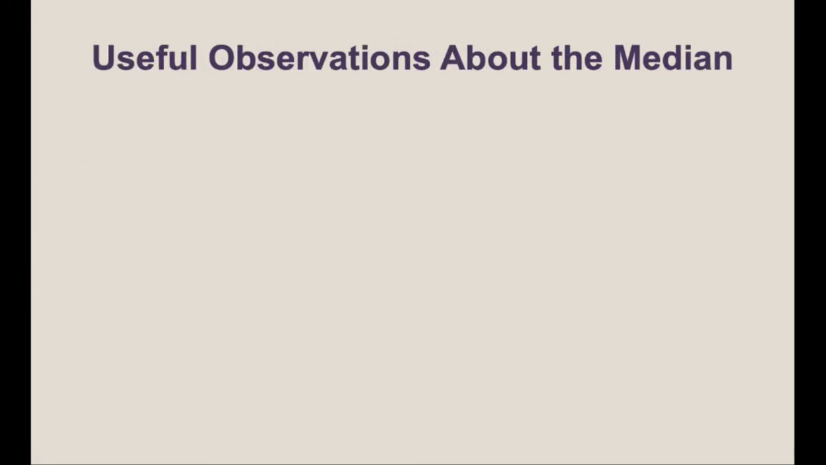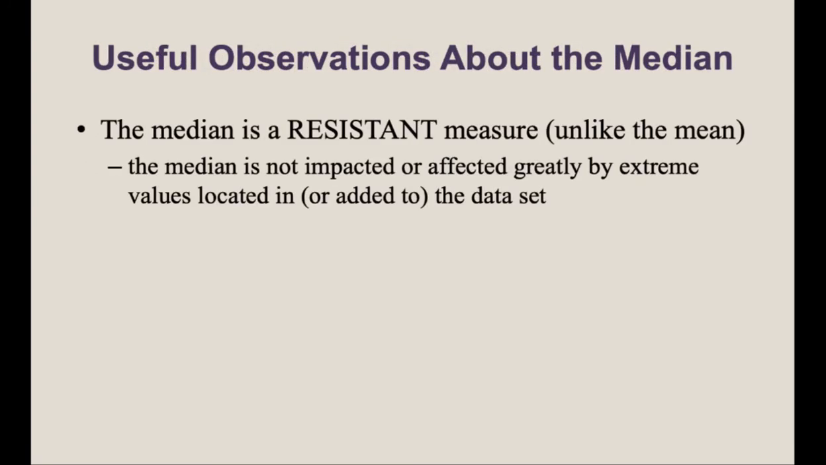Here are a couple of quick observations about the median. First, unlike the mean, the median is a resistant measure. This means if our data set contains extreme values at either end of the data set, the median is not impacted by these values. Why? Well, if I'm only focusing on the middlemost one or two values, then it really doesn't matter what happens with those extreme values. But there's a consequence for this.